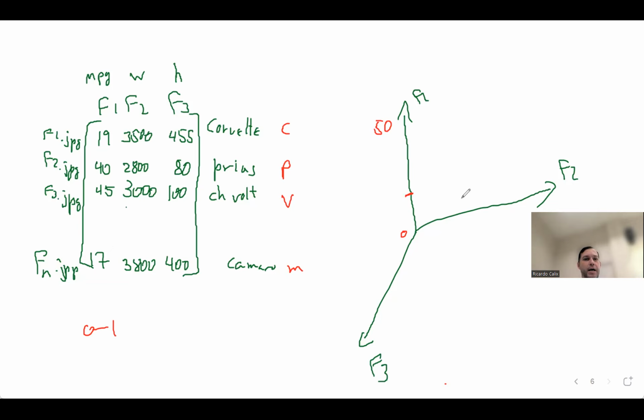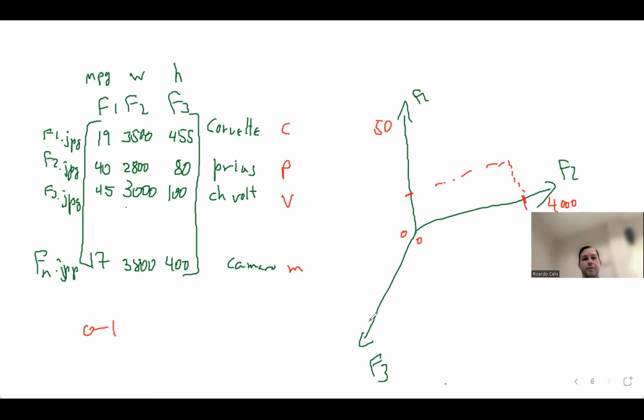Then I need to look at F2. This one goes 2,100, so let's do it from 0 to 4,000. The Corvette is at 3,500, so that's probably around there, right? Already for the Corvette, it's starting to look like there. And then the last one is 455. So this goes from 0 to about 500, and this is 455, so it's somewhere around there.